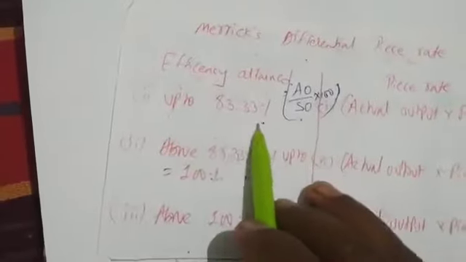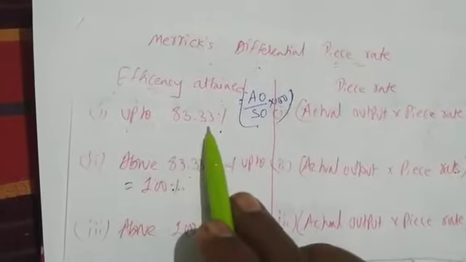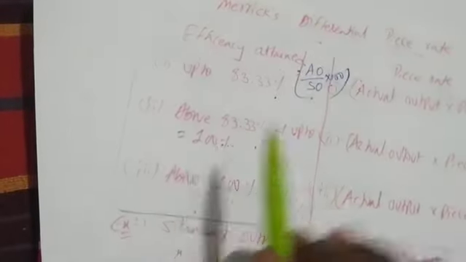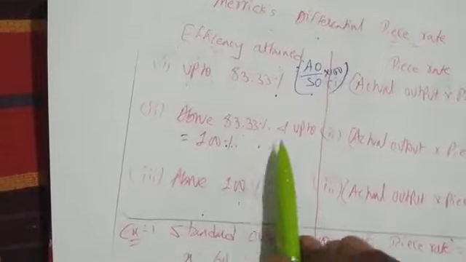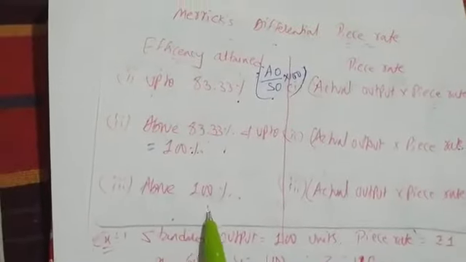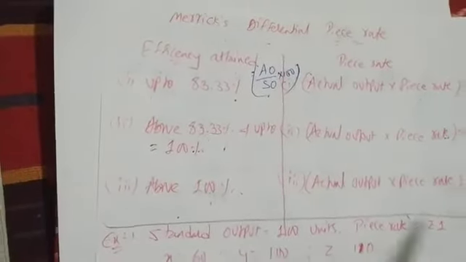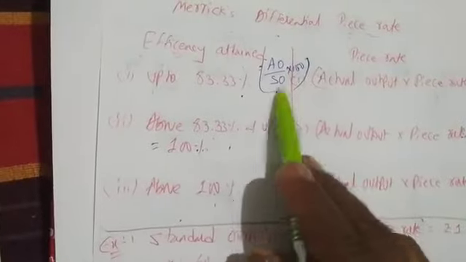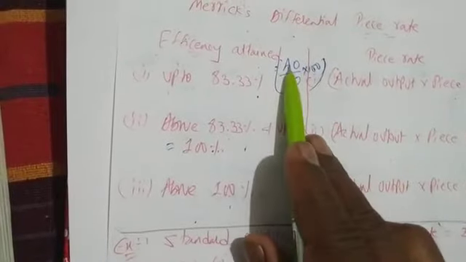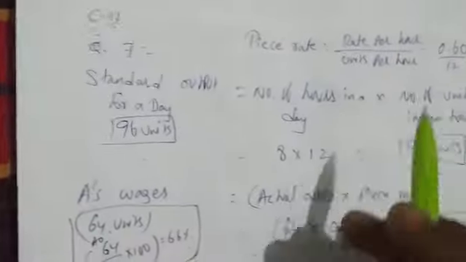So you have to remember this: up to what efficiency level, how much will be given. Up to 83.33%, actual output into piece rate directly. Above 83.33 up to 100%, actual output into piece rate into 110%. Above 100%, actual output into piece rate into 120%. Simple, very easy. What is important? Actual output divided by standard output into 100. This you have to remember. That's it. Standard output will not be given in the question.